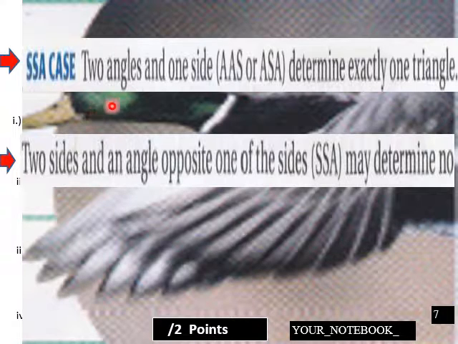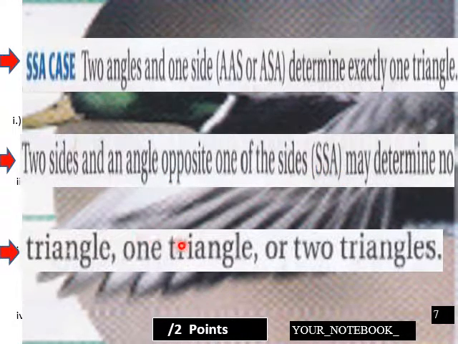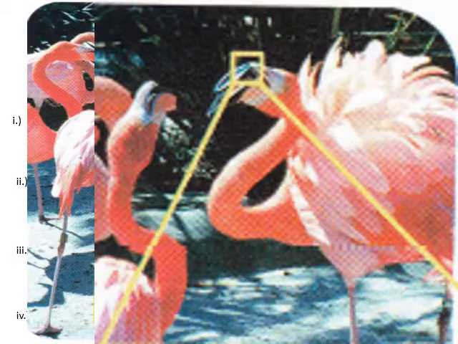Okay, SSA. AAS is two angles and one side: angle, angle, side, or angle, side, angle. Those determine exactly one triangle. SSA is two sides and an angle opposite one of the sides. Side, side, angle may determine no triangle, one triangle, or two triangles.